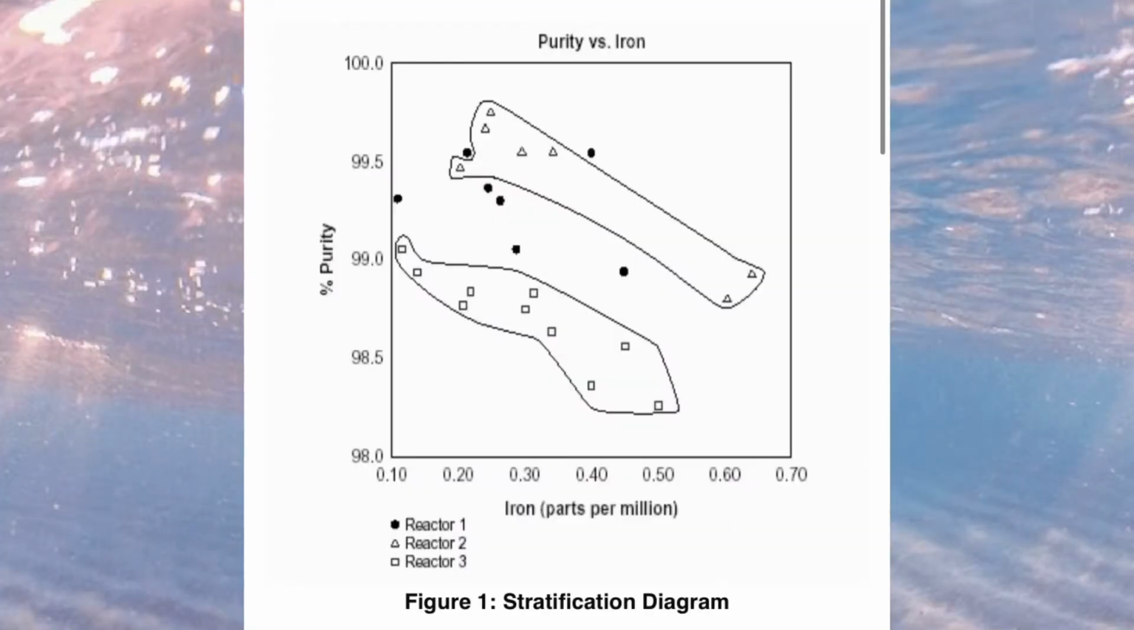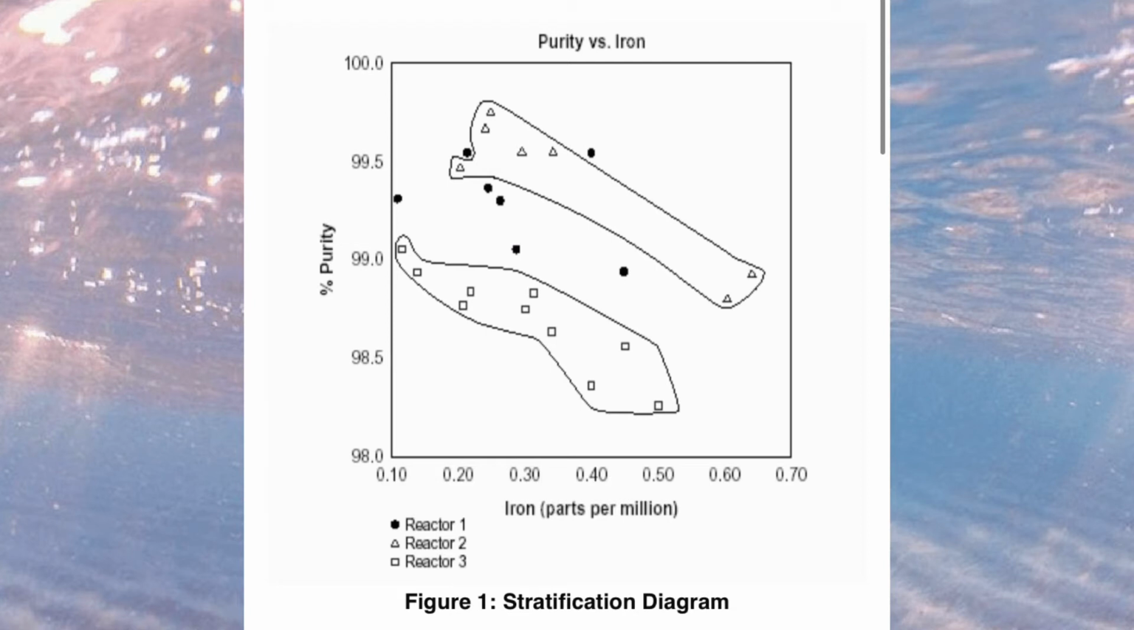The next tool is stratification. Stratification is a tool used to investigate the cause of a problem by grouping the data into categories. Grouping data by a common element or characteristic makes it easier to understand the data and to draw insight from it. So this is an example of a stratification diagram.